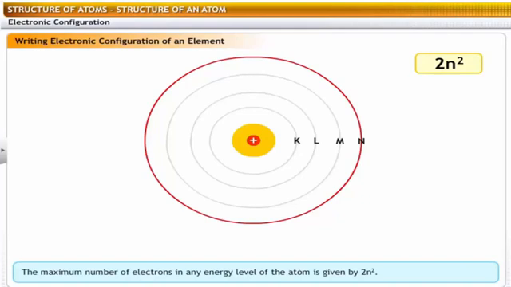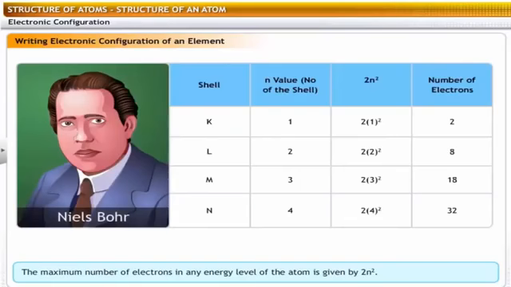For example, for the first energy level, n equals 1. According to the formula, 2 multiplied by 1 squared equals 2. So, the maximum number of electrons present in the first energy level is 2. According to Bohr's model of an atom, the first energy level K can have 2 electrons. The maximum number of electrons which can be accommodated in shell L is 2 multiplied by 2 squared, equal to 8.